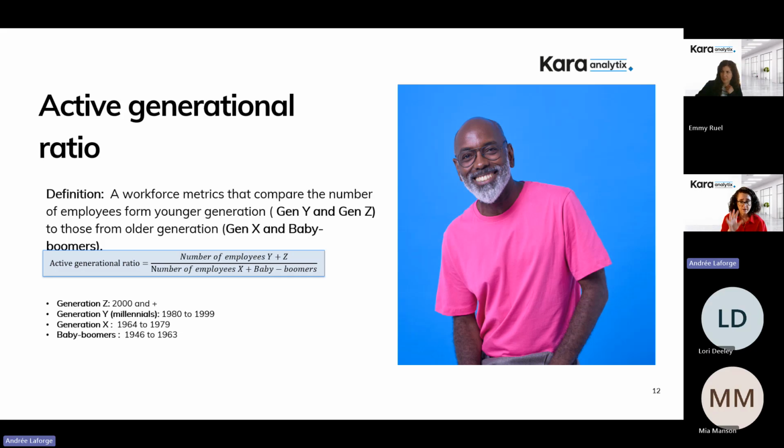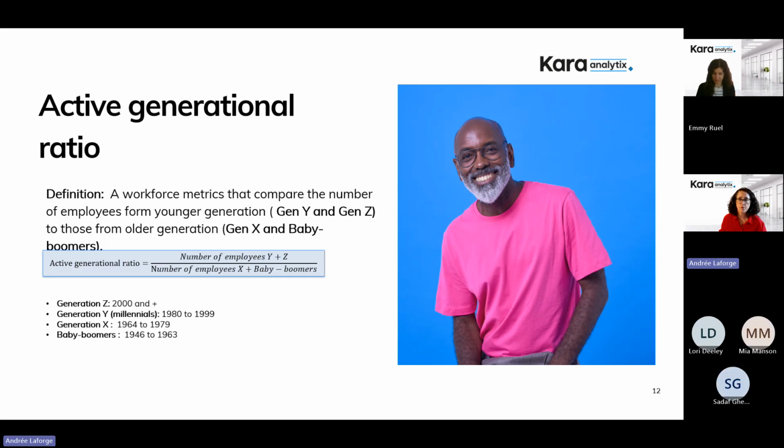But for now, the definition that you can use is the number of Gen Y and Z divided by Gen X and baby boomers. Why is this ratio useful? It helps you assess generational balance within the workforce. It helps you identify potential succession planning needs. It also helps you understand how generational diversity may influence culture, collaboration, and performance.